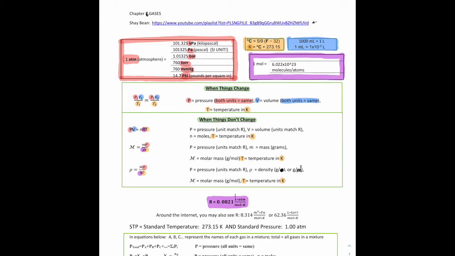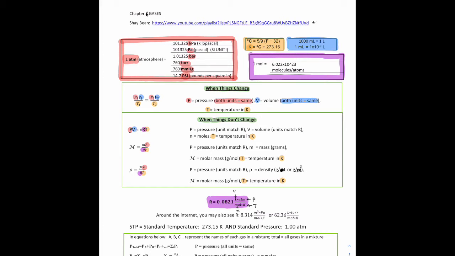This is a volume unit. This is a pressure unit. This is a temperature unit. We already talked about how temperature has to be in Kelvin. And then this is a mole unit. Moles are represented with N's in this chapter. So if we have a constant that has a certain unit, our related variables that have those same units have to be in the same unit for everything to cancel out.